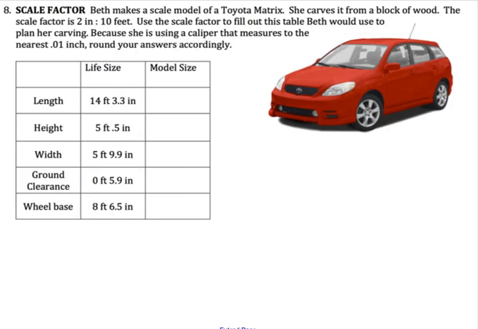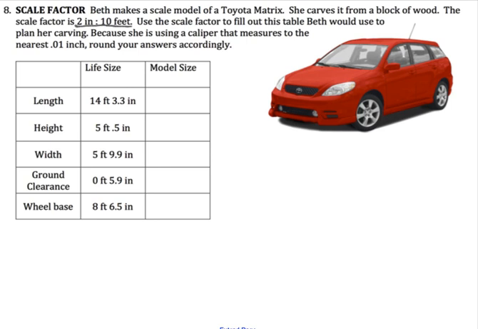Number 8, Beth makes a scale model of a Toyota Matrix. She carves it from a block of wood. Very talented. The scale factor is 2 inches represents 10 feet. Use the scale factor to fill out the table Beth would use to plan her carving. Because she's using a caliper that measures to the nearest 0.01 inch, round your answers accordingly. So on this, you're going to want to use a scale factor of 2 inches represents 10 feet.